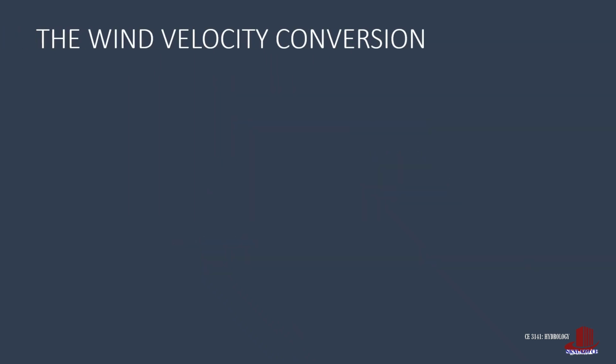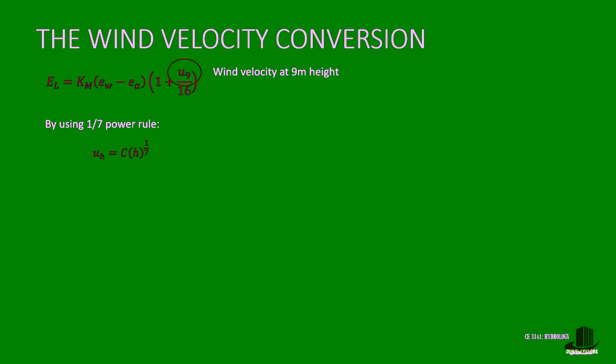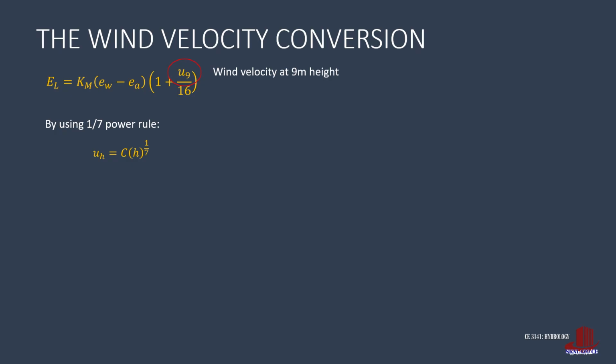The other parameter to figure out is U sub 9, or the wind velocity. From the formula, this has its name because the wind velocity is measured 9 meters from the ground. But the wind velocity in the example was measured at just 2 meters distance, which means we need to convert it to the standard. The wind velocity uses the 1/7 power rule, which means U sub h is a constant c times the height raised to 1/7.